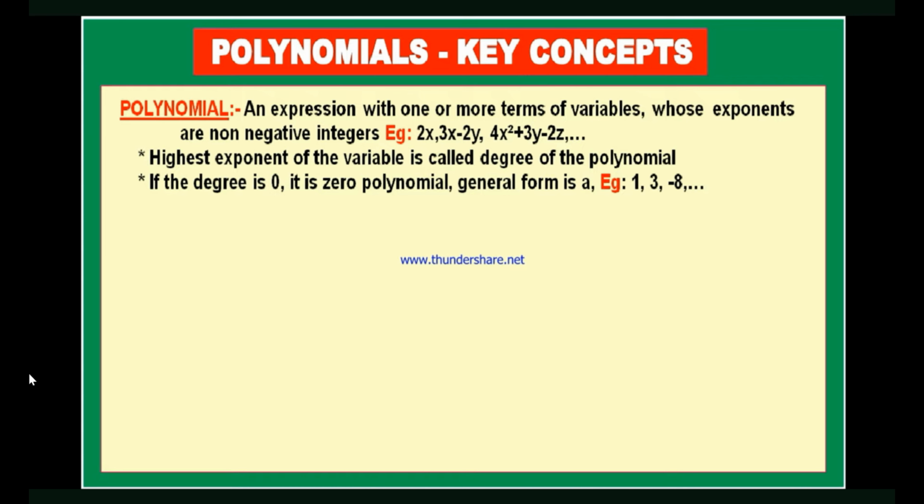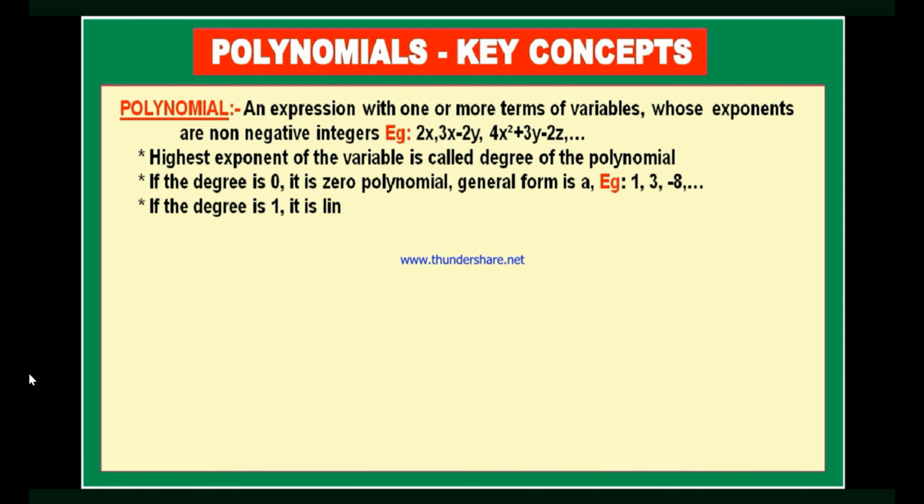Therefore, all the constant numbers, whether 1, 3 or minus 8, 5 by 2 or minus 3 by 5, all these are constant numbers and they are called 0 polynomials, where there are no variables, only constant numbers. Therefore, a 0 polynomial is nothing but a polynomial with degree 0. The general form of a 0 polynomial is a.